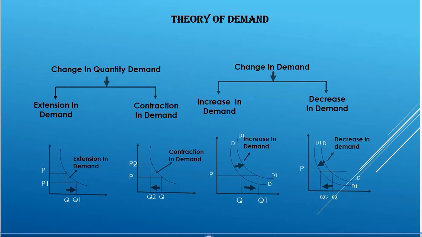Again, please note down that expansion and contraction are due to a change in price, where other goods remain constant. Expansion is because of a fall in price. Contraction is because of a rise in price. However, increase and decrease are not related to price but are related to other factors; demand changes because of that change.